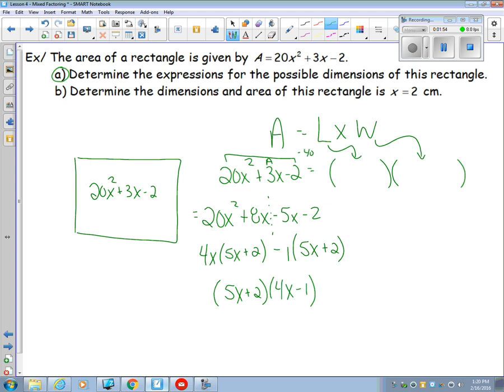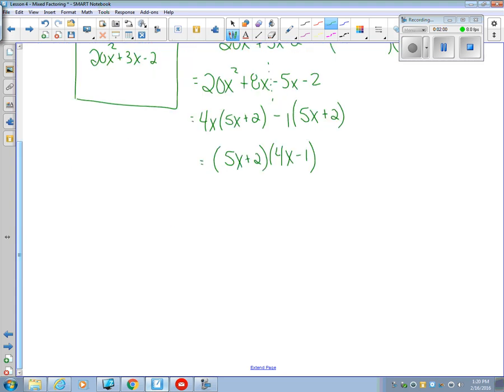And I've turned my polynomial into two different parts that look like dimensions. Now it's your choice which one you call the width and which one you call the length, but as long as you call one of them one and one the other, right? So this is my width, and here's my length for this rectangle. It all depends on what x is. Here's part A. Area equals that.